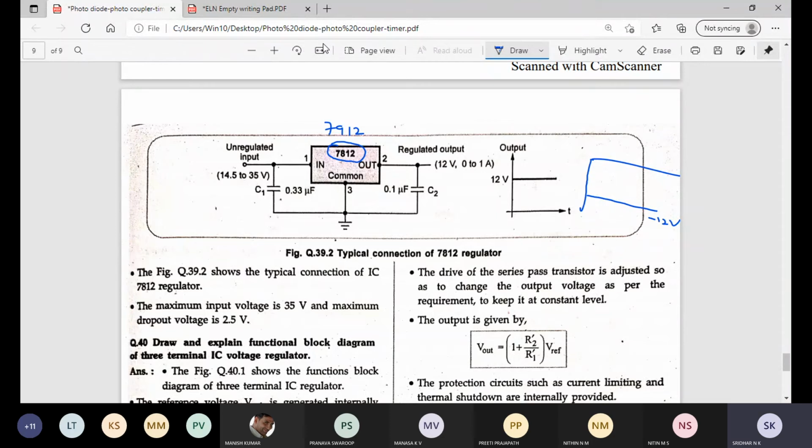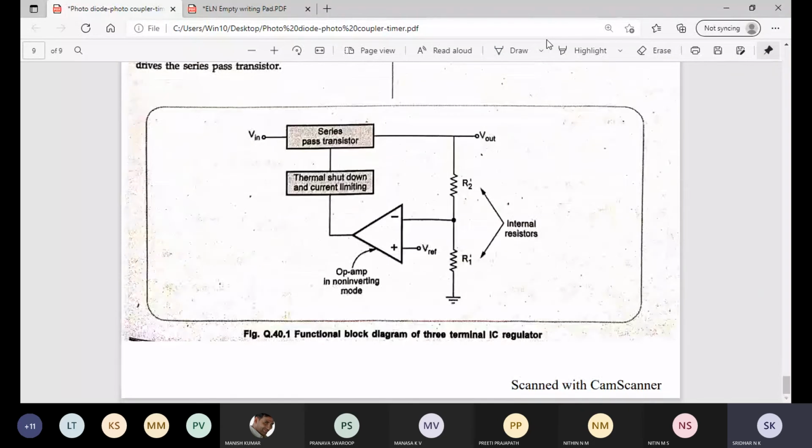And the output is given by this formula, that is 1 plus R2 dash divided by R1 dash. Where is this R1 and R2? There is one more circuit here. Can you see here? This is the functional block diagram of a 3-terminal IC regulator. If I tell about this circuit, it will be a bit strange because we have not yet studied operational amplifiers. In this diagram, you can see one triangular part. This is nothing but an op amp, which we are going to study in module 3.